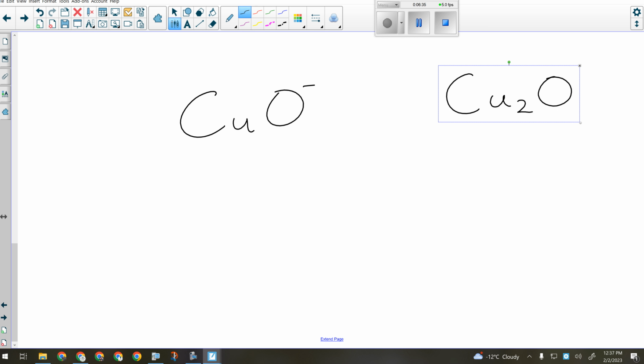Oxygen always has a -2 charge, okay? According to what we know about ionic compounds, a compound or a molecule has to have its charges balanced. That is, they have to add up to zero, yes? Okay, so which copper is in that compound, the 1+ or the 2+?